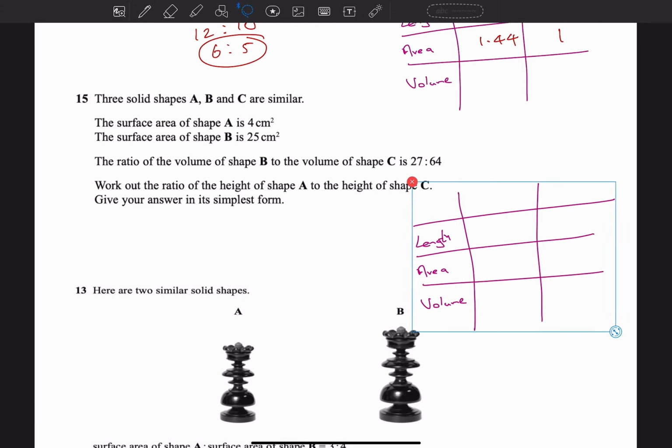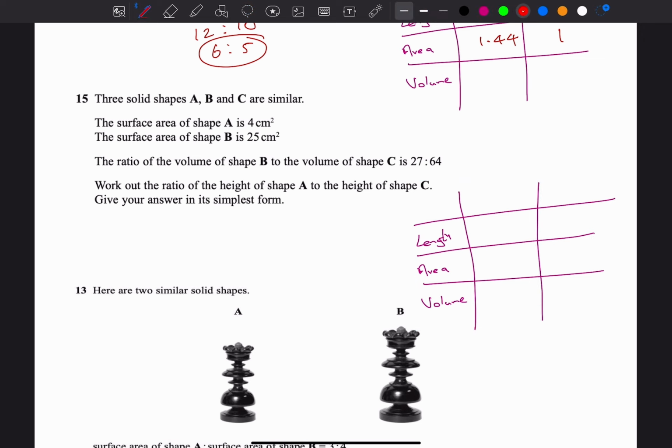Okay, how about this? There you go. It probably looks like there's going to be another one. C, because they said C. The surface area for A and B, technically area, is 4 and 25. Square root it: 2 and 5. Do I have to go up to volume? Yes, I do. 2 cubed is 8. 5 cubed is 125. There you go.